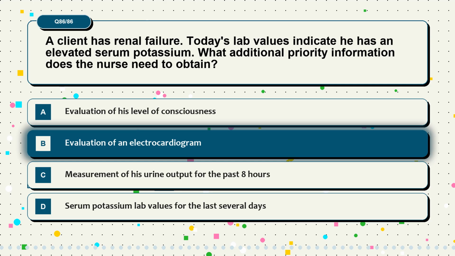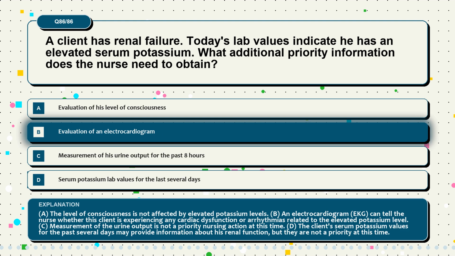The correct answer is option B. Evaluation of an electrocardiogram. The level of consciousness is not affected by elevated potassium levels. B. An electrocardiogram, EKG, can tell the nurse whether this client is experiencing any cardiac dysfunction or arrhythmias related to the elevated potassium level. C. Measurement of the urine output is not a priority nursing action at this time. D. The client's serum potassium values for the past several days may provide information about his renal function, but they are not a priority at this time.